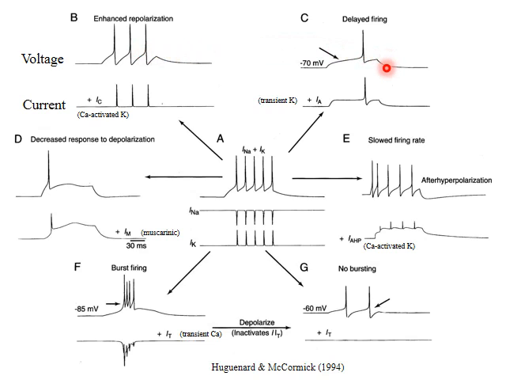If we go to C, in this case we've added a transient potassium channel, or an IA current, and when the cell is depolarized, we are activating the IA current. This increases the total potassium conductance and slows the rate of depolarization, and this results in a delayed firing of action potentials. If we go to panel D, in this case we're adding an IM current.